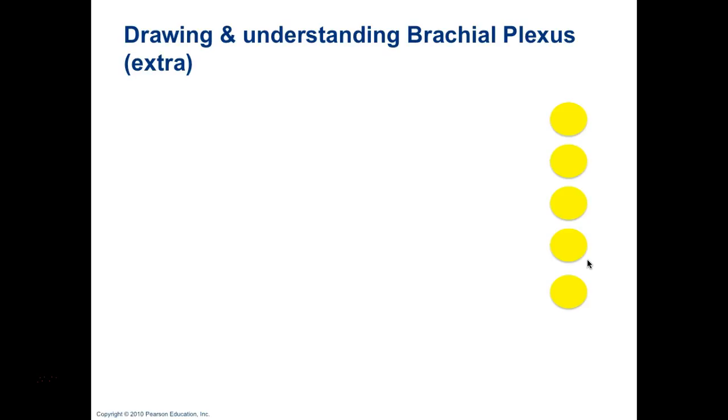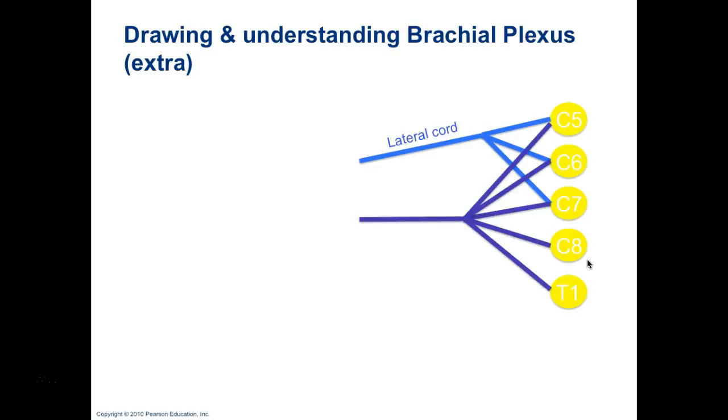So these would be your terminal branches. If you wanted to practice knowing how to break down your brachial plexus, you can write out your ventral rami, and I like to start from the chords because that's all you need to know. So there's your lateral chord. That comes from C5 to C7. Your posterior chord comes from all of C5 to T1, and your medial chord comes from C8 to T1.